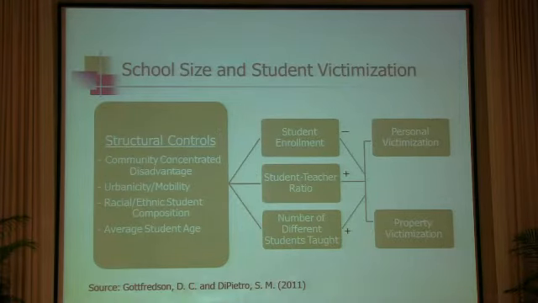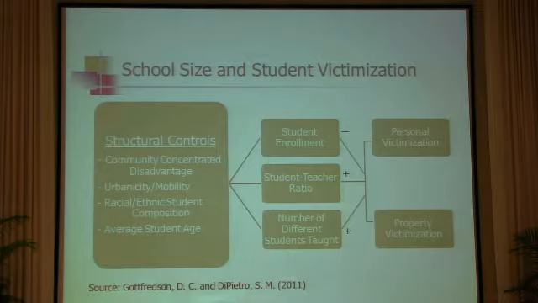Now, the Safe Schools study had shown that larger schools experienced more victimization. We used the national study data to see if that finding replicated and also to explore other aspects of school size. So we studied these three aspects of school size that you can see on the slide. First, the student enrollment or total number of students in the school. Second, the student-teacher ratio. And third, the number of different students taught by the typical teacher.